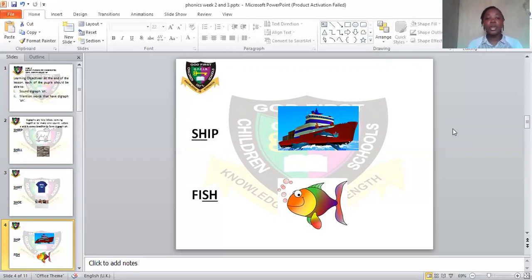Now let's go to our next example. We have fish. We all know what a fish is. Fish is what we eat, and they live in water. Fishes live in water, and we also eat fish. Now let's sound together, everybody. Fish. Again, fish. For the last time now, fish.